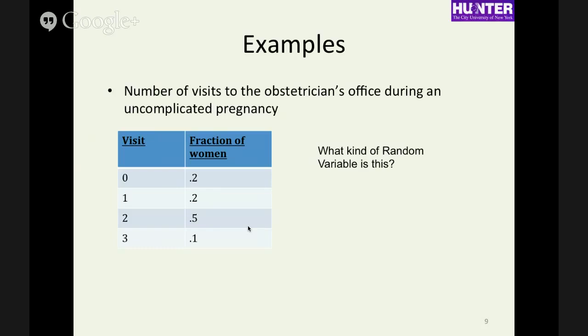Number of visits to the obstetrician, what kind of variable is that? Random variable? Yeah, discrete. That's good. And of course, it's random before the pregnancy. We don't know how much it's going to be. That's what makes it a random variable. After the pregnancy, for any individual, we have a realization, a lowercase x of that random variable.